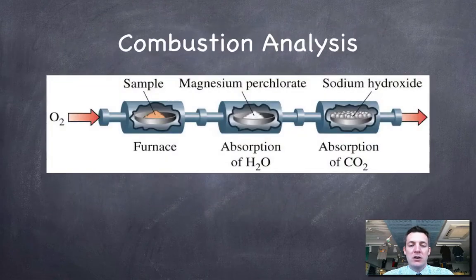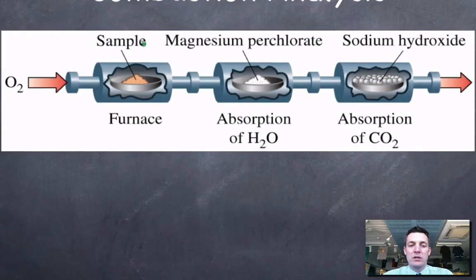Let's start off by looking at how we might carry out one of these experiments that would give us the data. It's called combustion analysis. In other words, we're burning something and analysing the products. Our sample here is the thing that we want to burn. We put it in a furnace because we want to heat it up. We're burning it, so we're providing lots of oxygen.